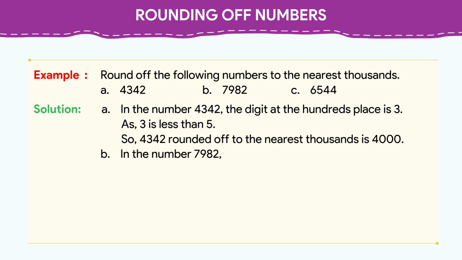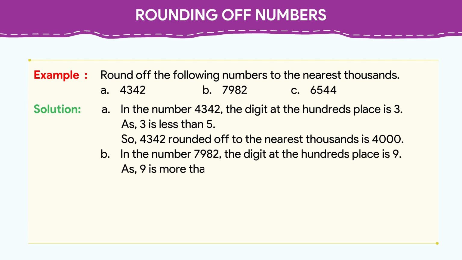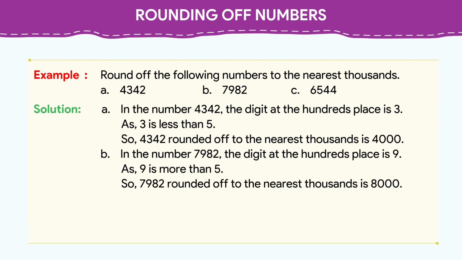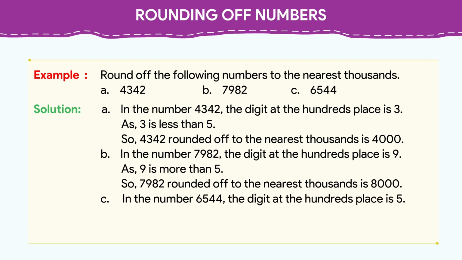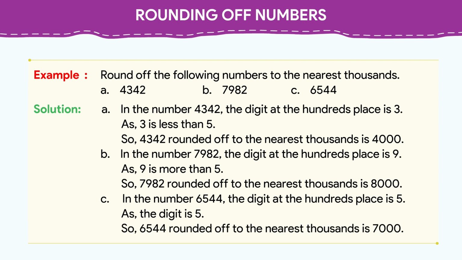B. In the number 7,982, the digit at the hundreds place is 9. As 9 is more than 5. So, 7,982 rounded off to the nearest thousands is 8,000. C. In the number 6,544, the digit at the hundreds place is 5. As the digit is 5. So, 6,544 rounded off to the nearest thousands is 7,000.